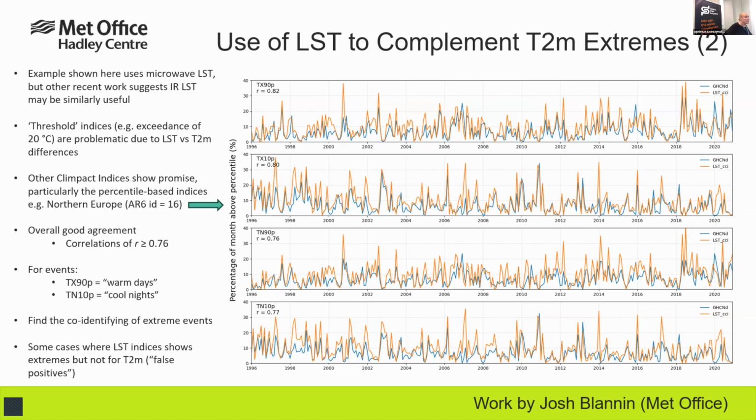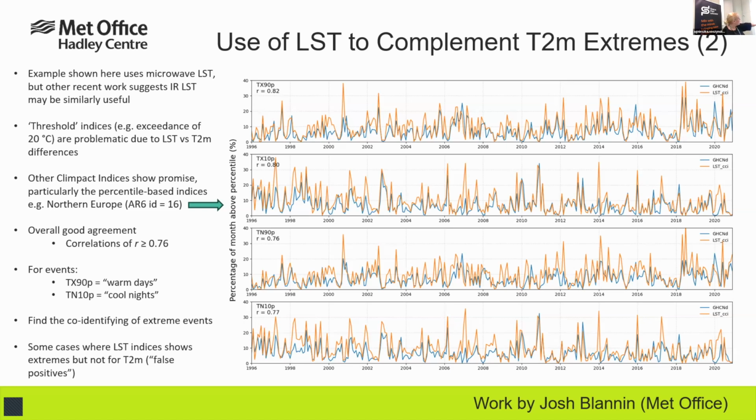You can imagine threshold-based indices. Say, for example, summer days, I think it's over 20 degrees or 25 degrees. And obviously LST is very different, so we're not getting the same triggers there. But some of the indices are giving us very good complementary information.